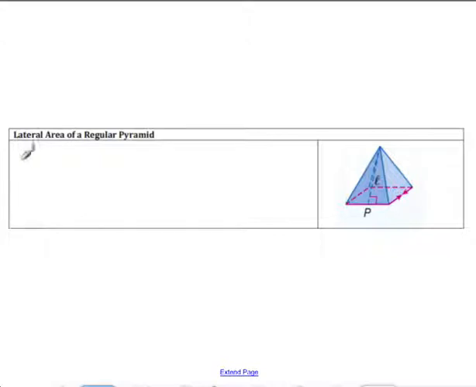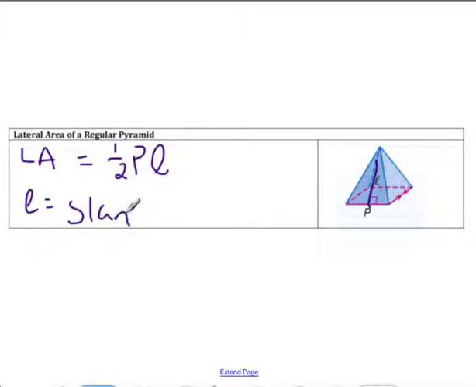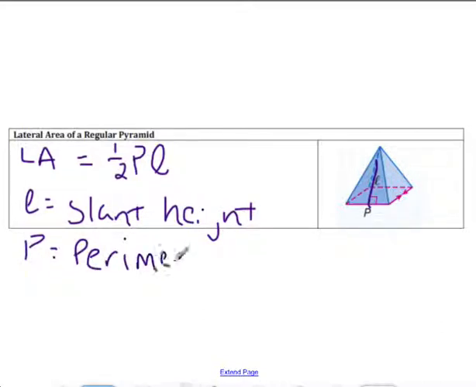So just as always, the lateral area is going to be 1/2 times the perimeter of the base, except instead of using the height, we're going to use the lateral or the slant height, represented by L. So we're using that slant height, not the altitude. So just maybe make a note to yourself that the L is going to represent the slant height, and that the P is still going to be the perimeter when you're talking about each of those formulas.